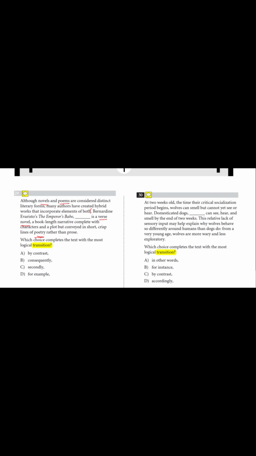So for sure the second sentence, or the second idea, tells us that this specific example, The Emperor's Babe, is a novel but it is written in poetry. So for sure I can tell that the second sentence gives an example of what was expressed in the first sentence. Okay, so here I can choose something that can help me say that the second sentence gives an example of the previous, or the first, sentence.